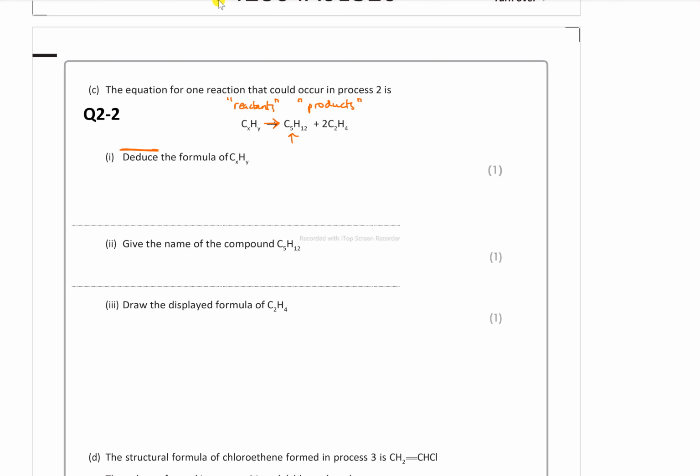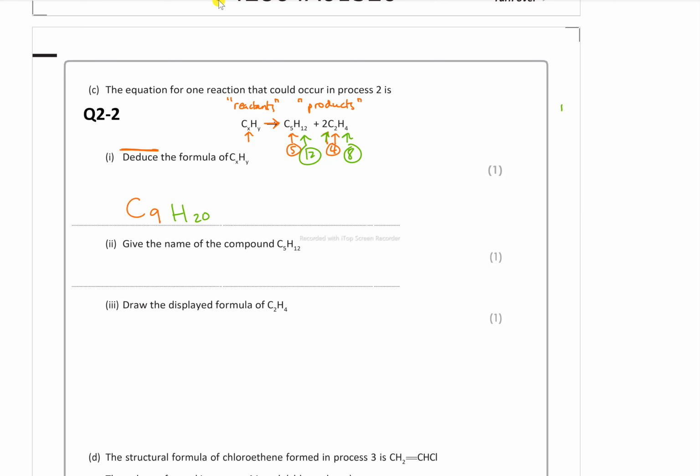So look, we've got 5 carbons here. We've got 2 times 2, which is 4 carbons here. So we've got 9 carbons, so we need to balance it out. So C9. Now we look at, we've got 12 hydrogens. 4 times 2 is 8. So we've got H20. Okay, there you go.